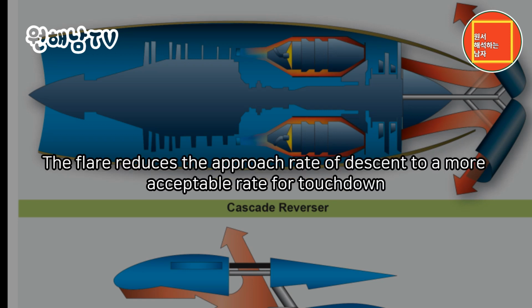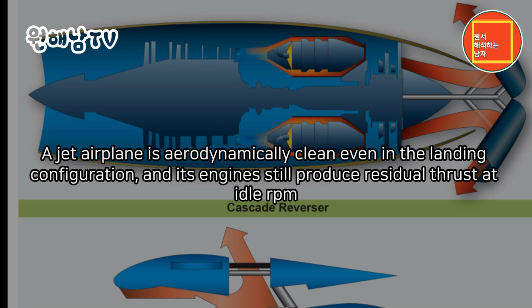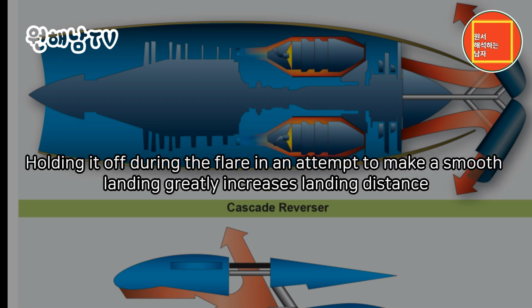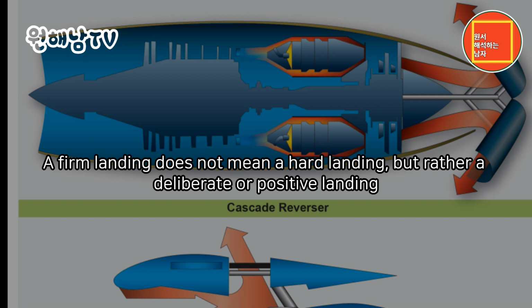The flare. The flare reduces the approach rate of descent to a more acceptable rate for touchdown. Unlike light airplanes, a jet airplane should be flown onto the runway rather than held off the surface as speed dissipates. A jet airplane is aerodynamically clean even in the landing configuration, and its engines still produce residual thrust at idle RPM. Holding it off during the flare in an attempt to make a smooth landing greatly increases landing distance. A firm landing is normal and desirable. A firm landing does not mean a hard landing, but rather a deliberate or positive landing.